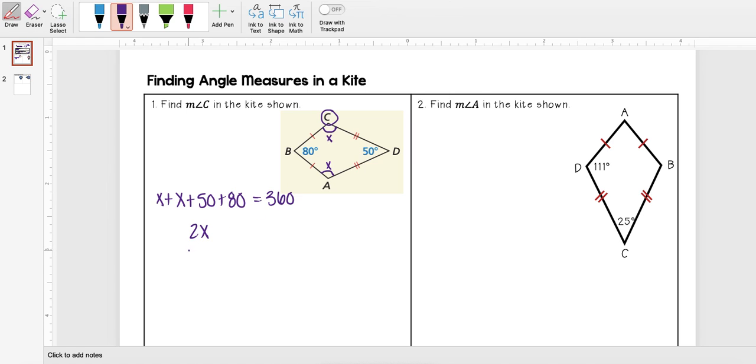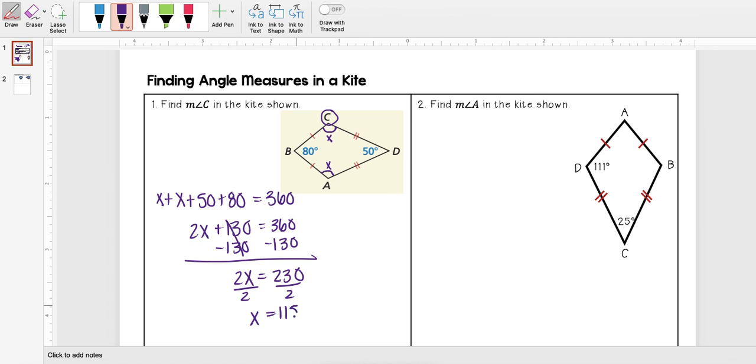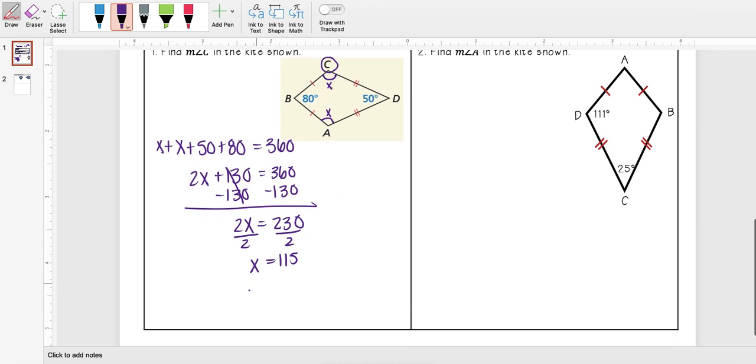Well, X plus X is 2X. 50 plus 80 is 130. Subtract 130 from both sides, and I get 230. Then divide both sides by 2, and I get that X is equal to 115. So that means that the measure of angle C is equal to 115 degrees.